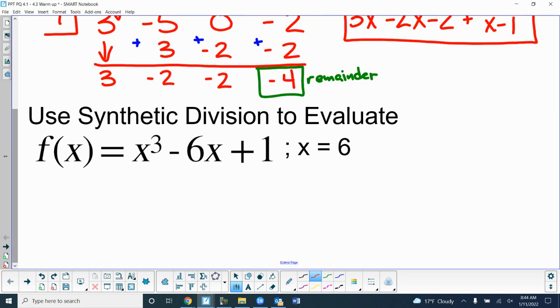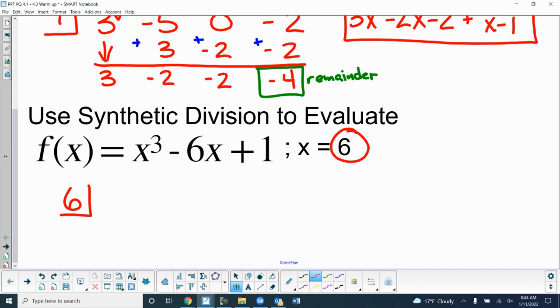All right. When it says use synthetic division to evaluate, okay, this number is the one that goes in the corner. You don't do the opposite like the x minus 1 up there. It says x equals 6, so you actually put the number 6 there. Okay? Then we do everything else the same.